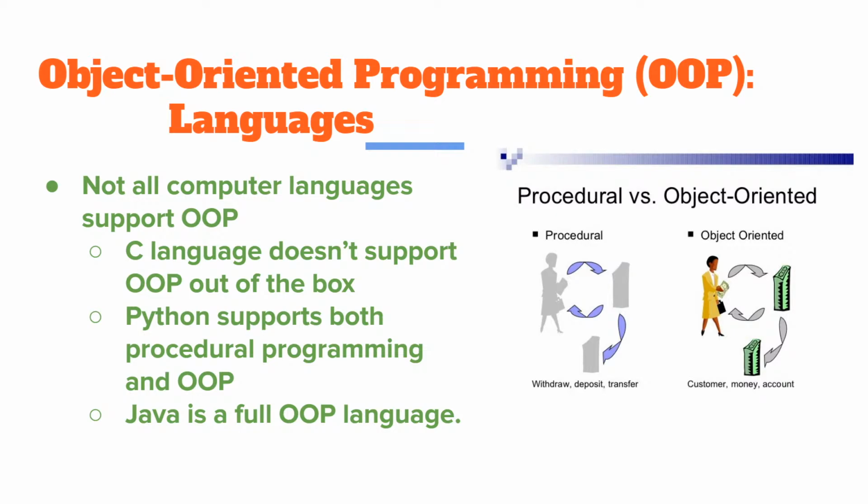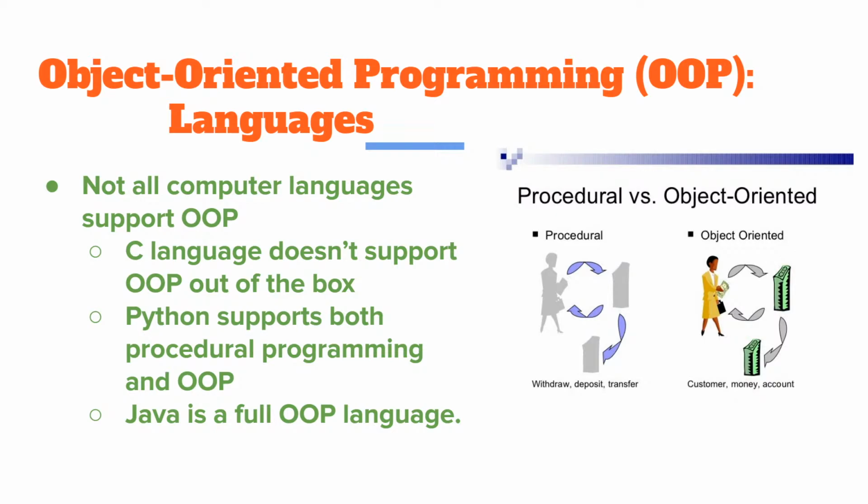Like C does not support OOP out of the box. Obviously, you can code it in, but there's no real point in doing that if you're going to be using C, because C has its own special features that you want to use. Now, Python is unique in that it supports both procedural and object-oriented programming. And this is why it is considered the best for people who are trying to learn programming for the first time, as it allows the most options, is the most flexible, and is oftentimes the easiest for beginners to understand and follow.